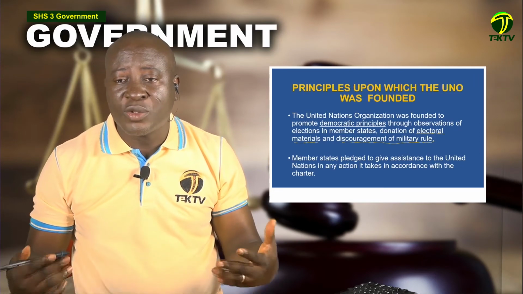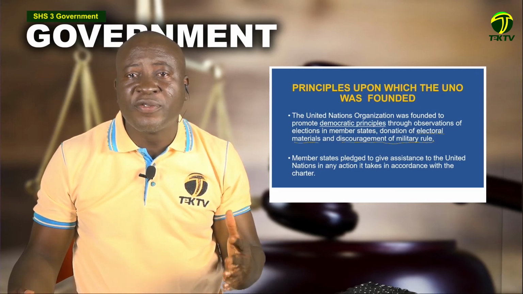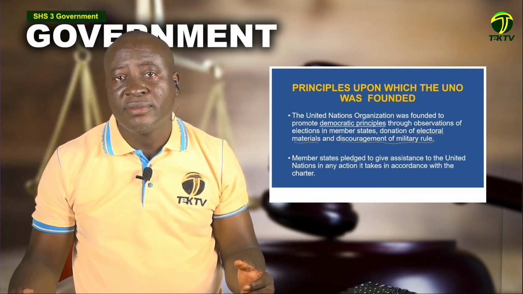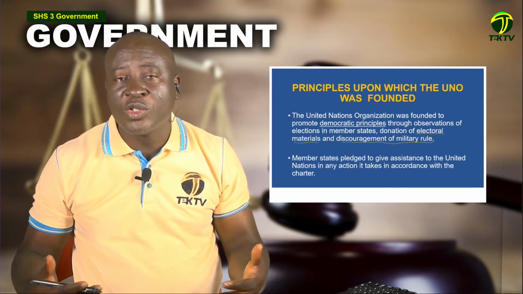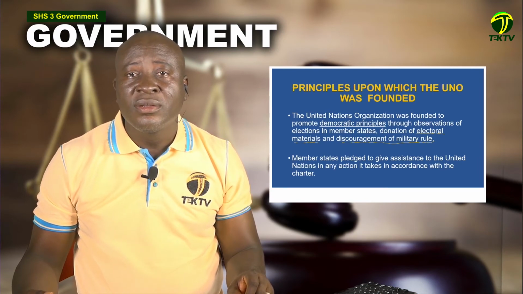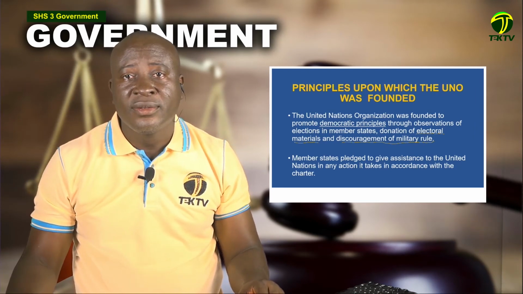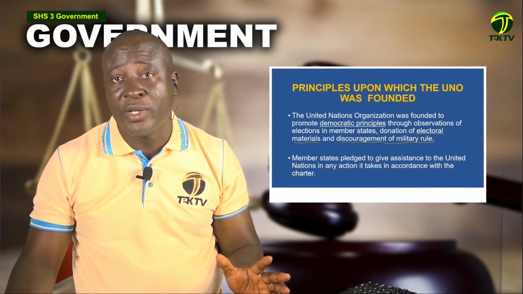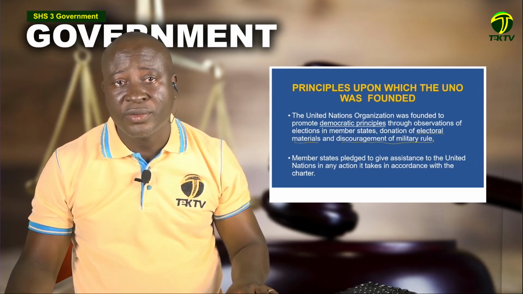Observers teams come to the country to observe whether the election will be free and fair, and whether the election will be transparent. They also assist with the electoral materials. In fact, countries that want to adopt military rule, the UN will never condone that. So once you're a member of the UN, you should practice these democratic principles.